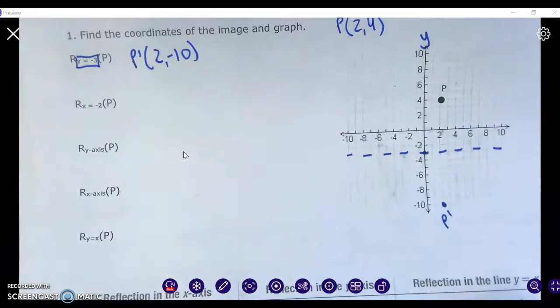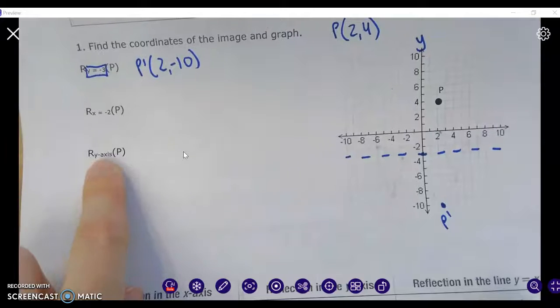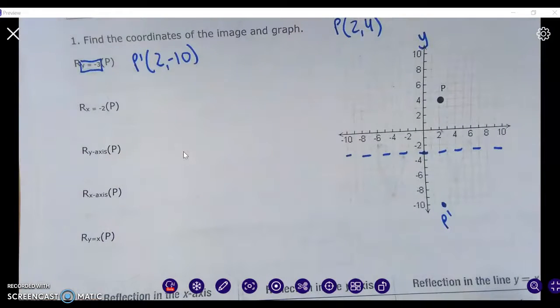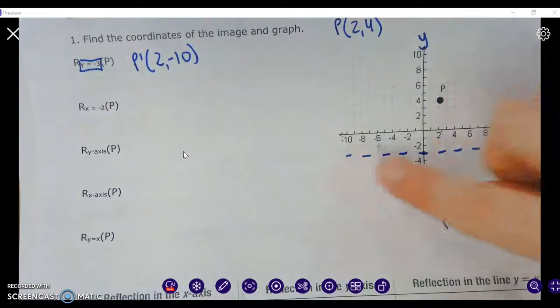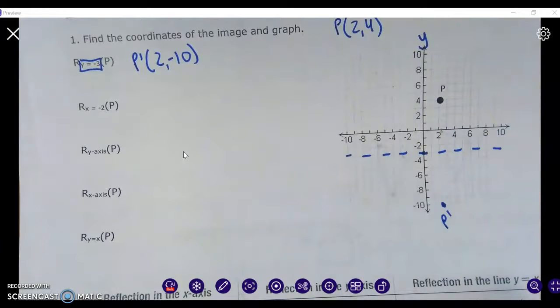So the -3 is where the line is. Okay, so you see down here where we are actually going to flip over the y-axis? Then we will use the 2 axes. But right now, this is our line of reflection. It says R y. Why is it? Because the line is at y equals -3. That tells me it's going to be horizontal.